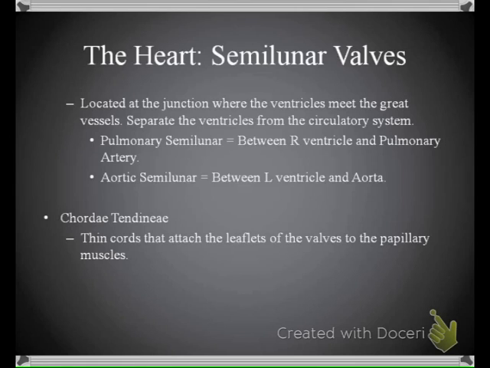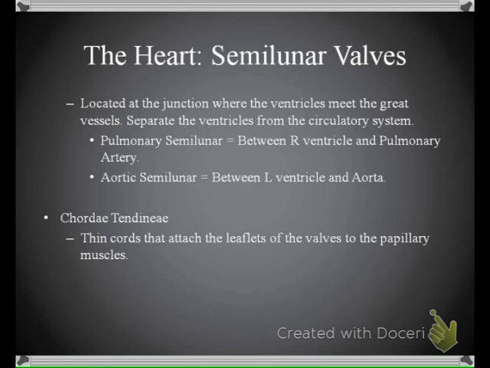And so, by simply knowing how blood flows in the heart, then we can start to make sense of where these valves are located. Also, one thing that I wanted you to keep in mind is the chordae tendineae, which is thin cords that attach the leaflets of the valves to the papillary muscles. And so this helps to open and close the valves.